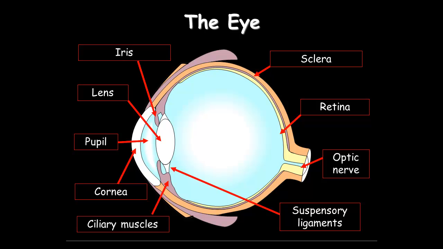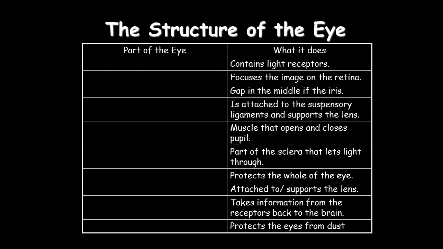If you haven't had a chance to jot those down, I've just put this into a table. So I'll repeat again. Contains light receptors, that's the retina. Focuses the image on the retina, that's the lens. The gap in the middle of the iris, that's the pupil. Is attached to the suspensory ligaments and supports the lens, that's the ciliary muscle. The muscle that opens and closes the pupil, that's the iris.